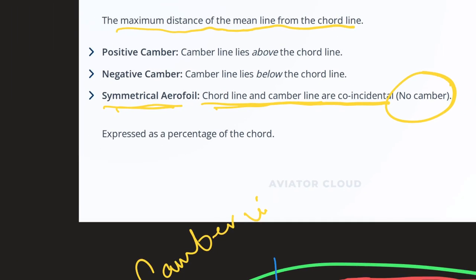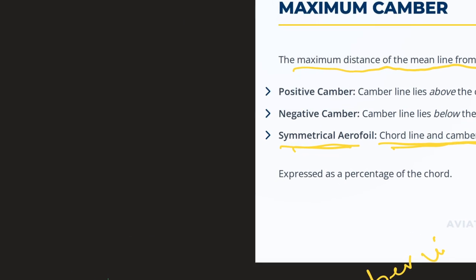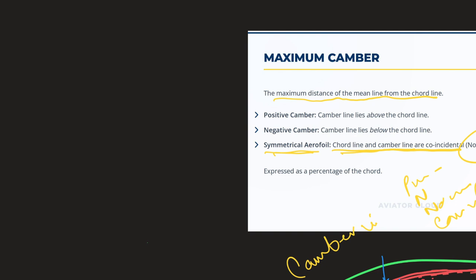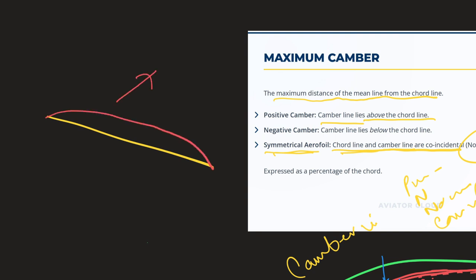What is the camber? Is it positive camber? Is it negative camber? Is it no camber, or cannot determine? Okay, so we didn't discuss the positive camber and negative camber. What is positive camber? Positive camber is when the camber line lies above the chord line. So you know the chord line is always the baseline, the straight line. If the camber line lies above the chord line like this, this is positive camber.